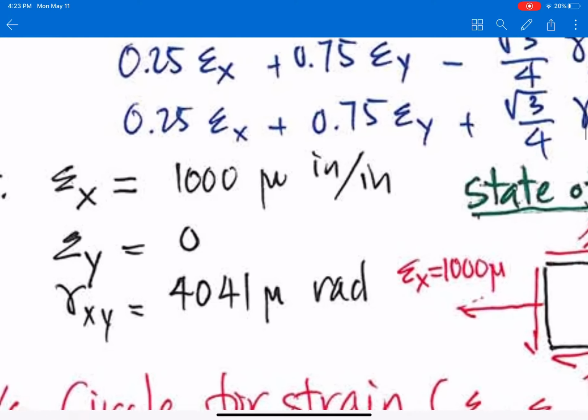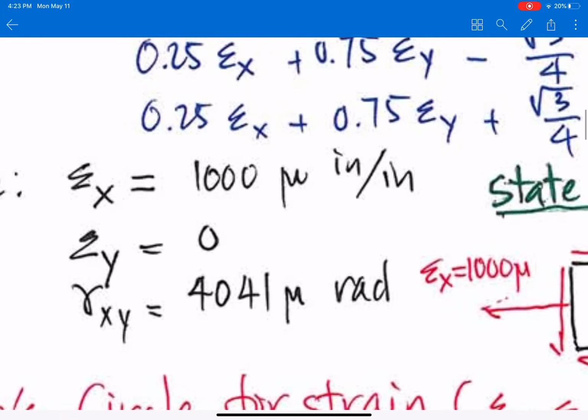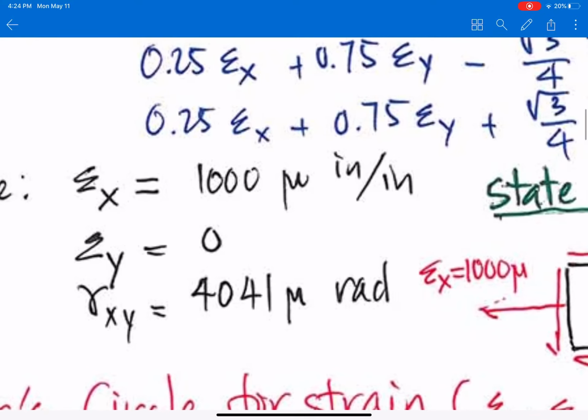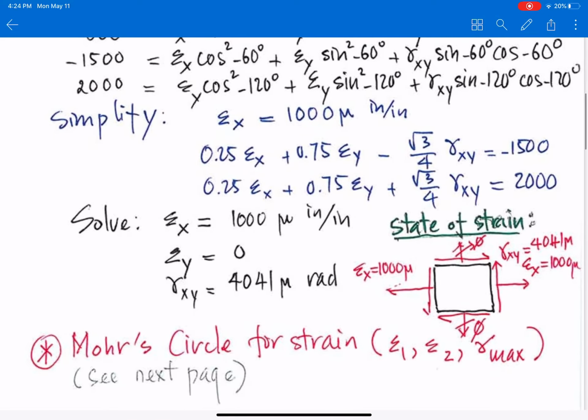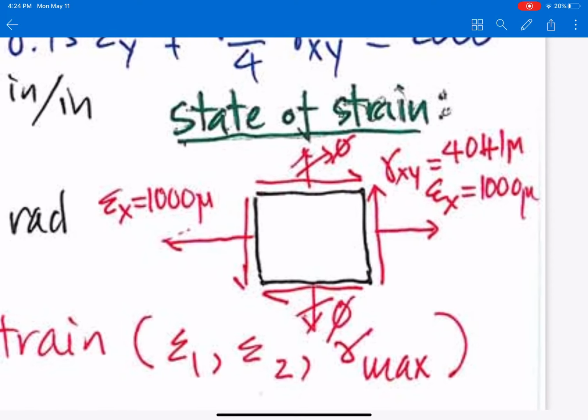You can find epsilon x is 1000 micro, epsilon y is 0. Oh, good news, that simplifies our calculation later on. Gamma xy is 4041 micro radians. And from that, we can draw the state of strain.